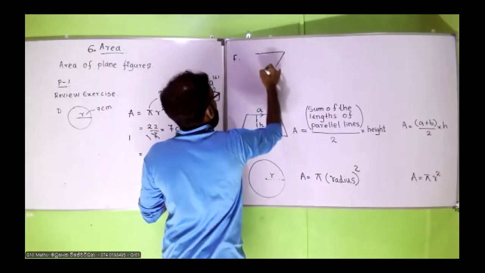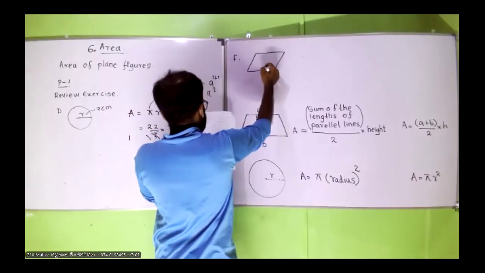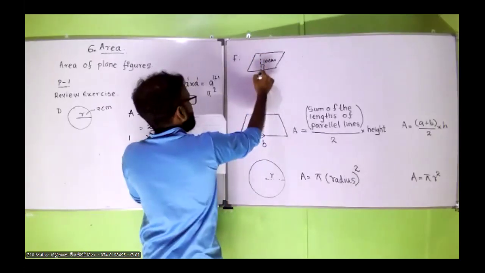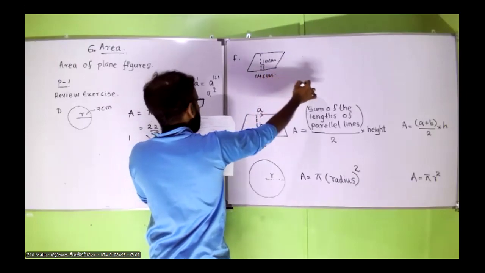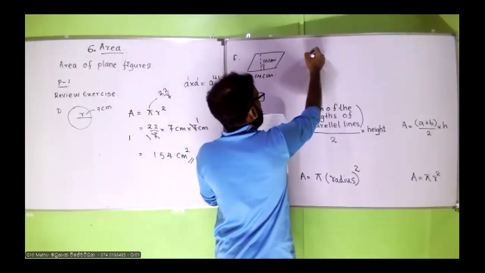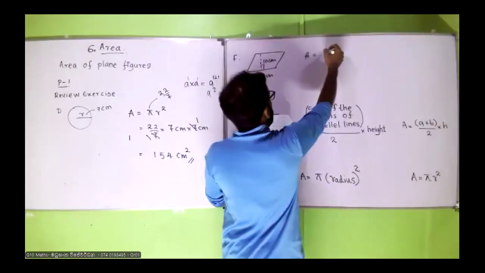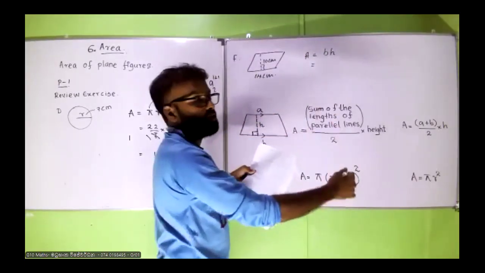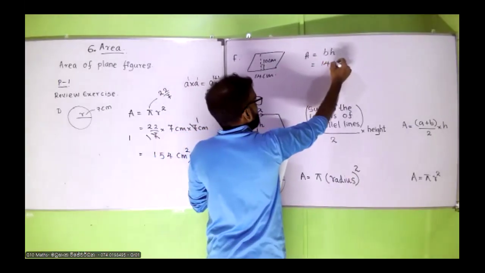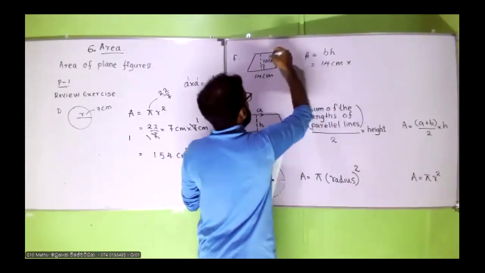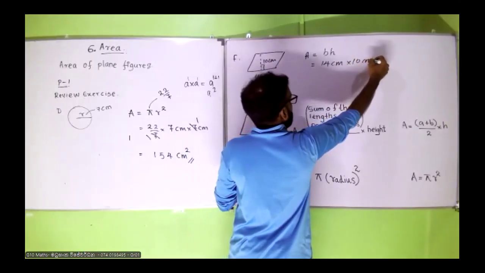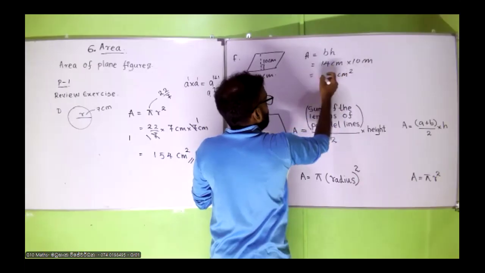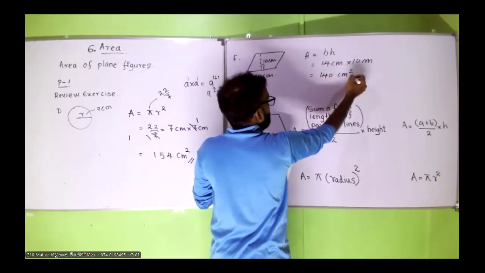So you'll be having a parallelogram, right? And the perpendicular height is being given 10 centimeters and the base length is 14 centimeters. This is part F. So you know how to find the area of the parallelogram, base into height. Length of the base is 14 centimeters multiplied by height, 10 centimeters. Centimeter into centimeter, square centimeters. 14 into 10 means 140.